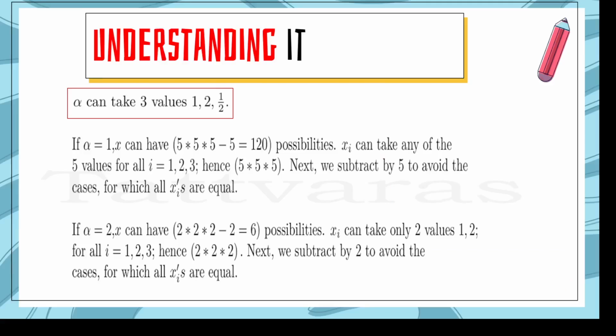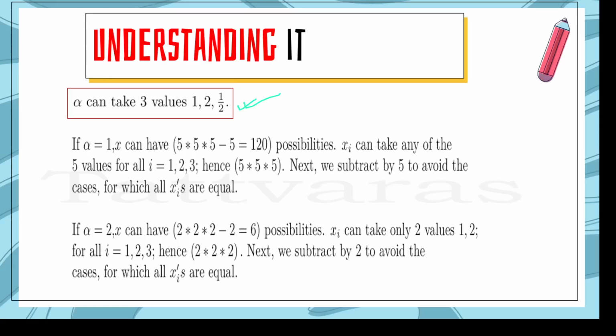Now here comes the interesting part. What are the values that alpha can take? Alpha can take only three values: 1, 2 and 1/2. You can think about it intuitively and you will get the answer. Why only these three values? We'll go deep into each of these three values.